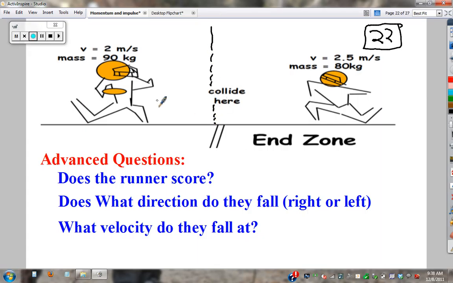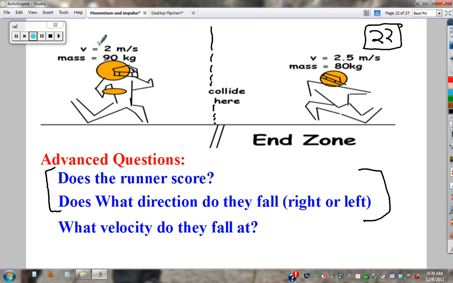draw. But the question I want you to ask, write these down underneath, is: did the runner score? What direction do they fall? So let's assume these guys come together and collide right before the goal line. And when they tackle each other, they kind of stick together, right? Because this guy's going to grab onto that guy. And what velocity do they fall at? I think you can answer the first two right now. So try that on your own before I give you the answer. Does the runner score, and what direction do they fall?